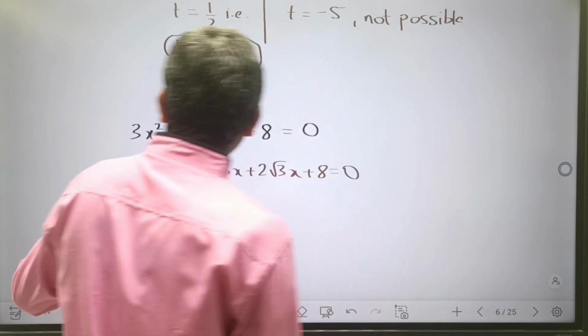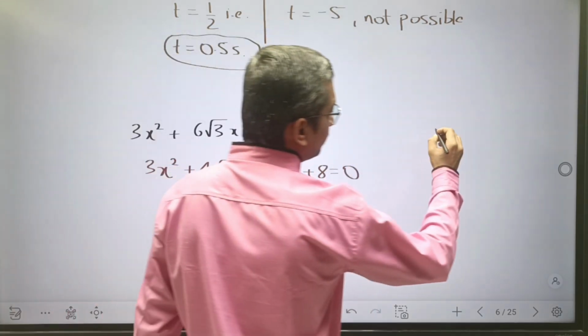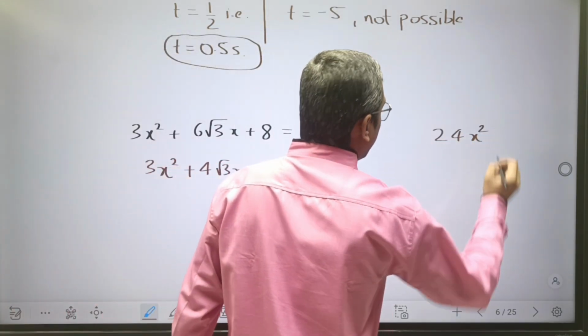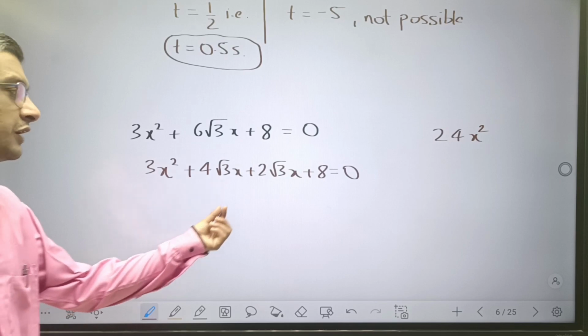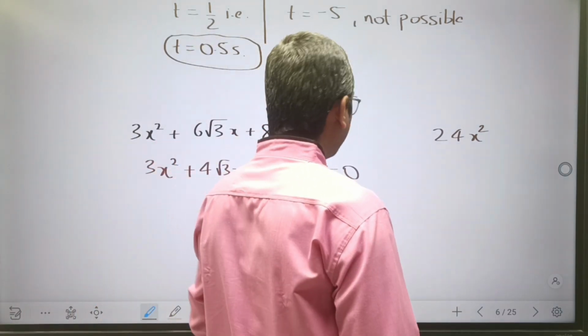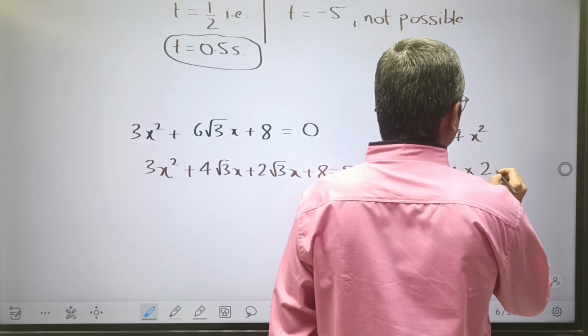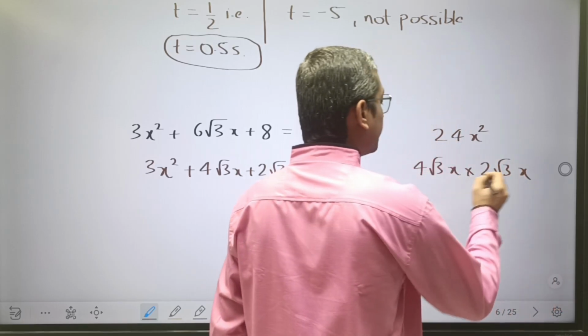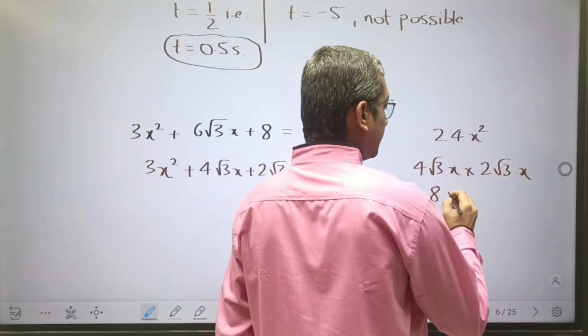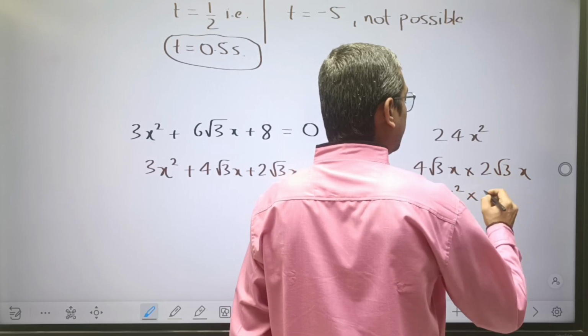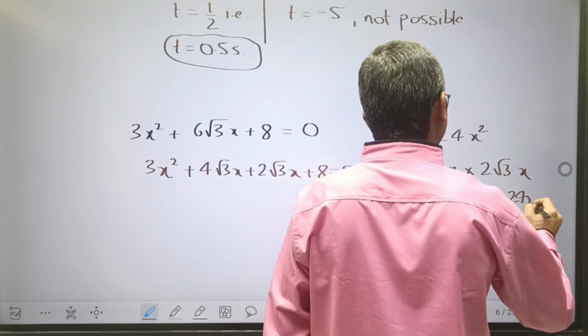Let us check. The product of the first term and the last term is 24x square, and after splitting we are getting 4 root 3x and 2 root 3x. So multiplying 4 root 3x by 2 root 3x, 4 2s are 8, x square, and root 3 into root 3 is 3. Again you are getting 24x square.